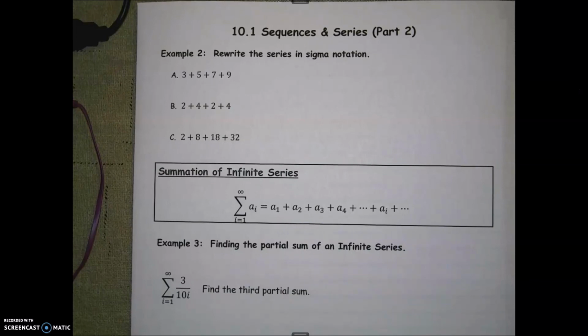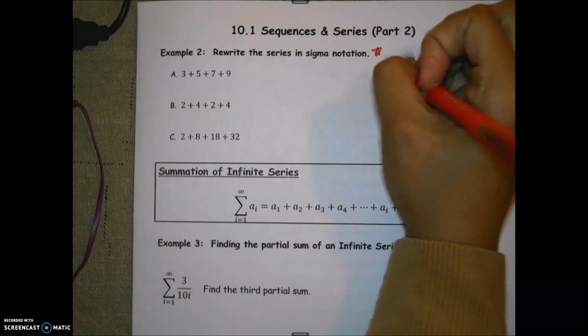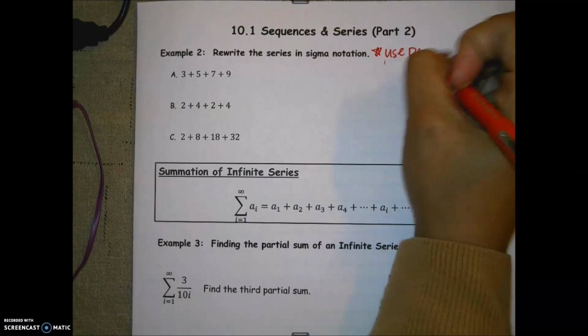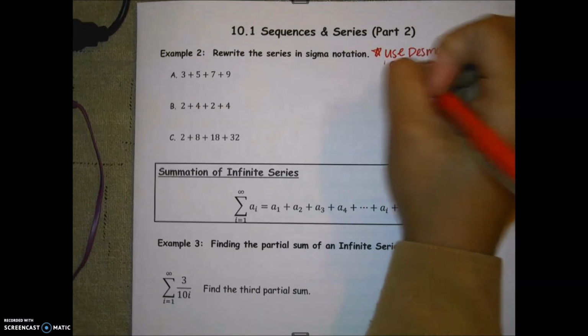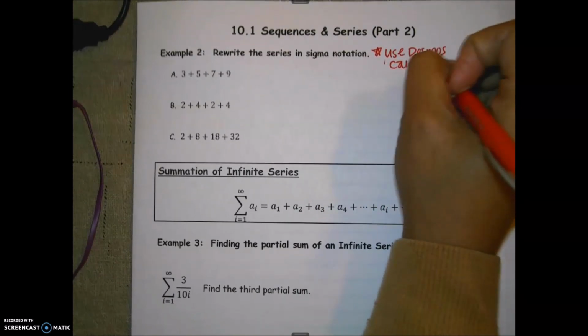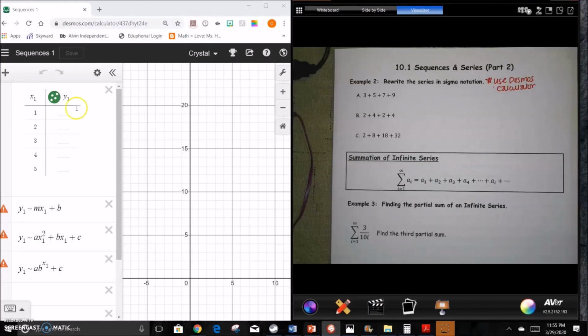Example number 2 asks us to rewrite the series in sigma notation. And for this part, we are still going to use the Desmos calculator. You should still have access to the link I sent you in the Google slideshow for this week, of the table, the one with the table already set up for you with the equations. So that's the one that we are going to default to. So hold on just a second. Let me pull it up.